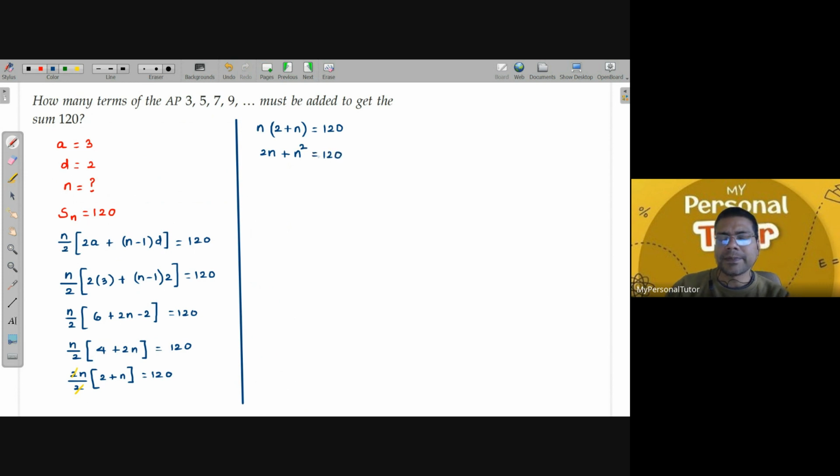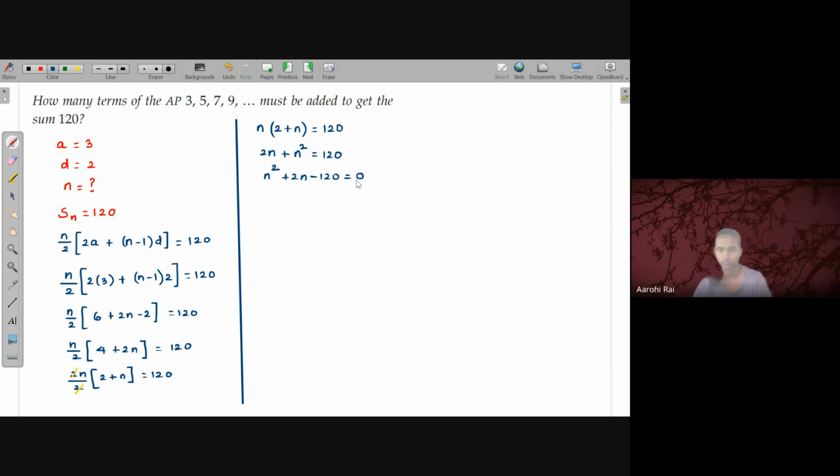Right, Arohi? Yes, sir. Or you can write this in the standard form. You must have studied in class 9 the polynomial topic. This n square is a quadratic polynomial. So n square, and this is your plus 2n. And from the right hand side, if you bring this 120 on the left hand side, that will be minus 120, and the equals sign remains as it is. On the right hand side nothing remains, it means it will be 0, right, Arohi? Yes, sir. Are you getting it, Arohi? Yes, sir. 100%? Yeah. All right.